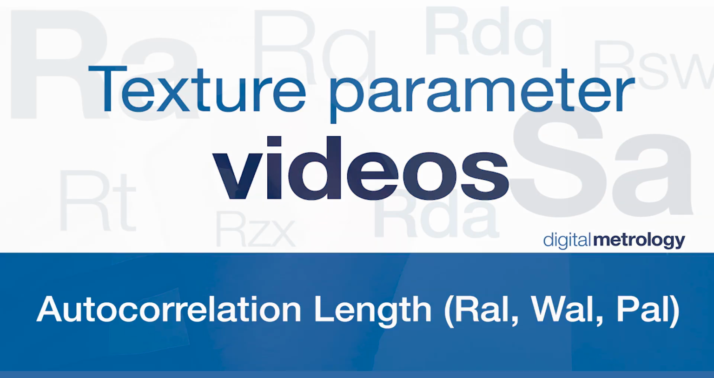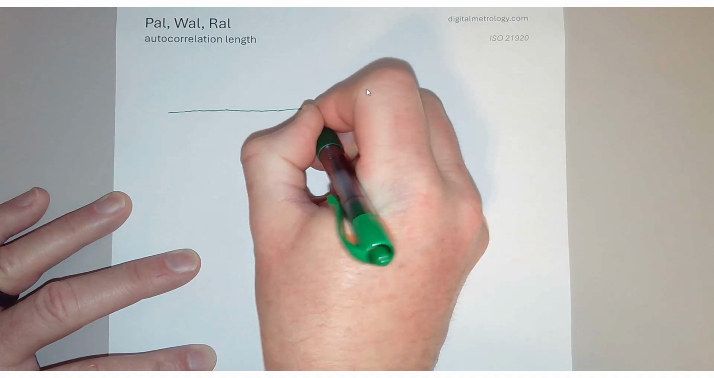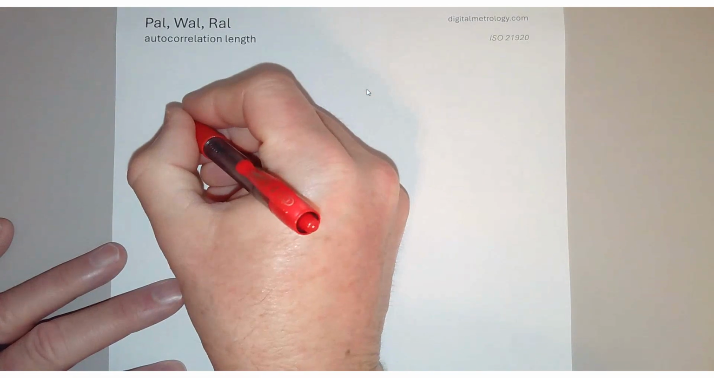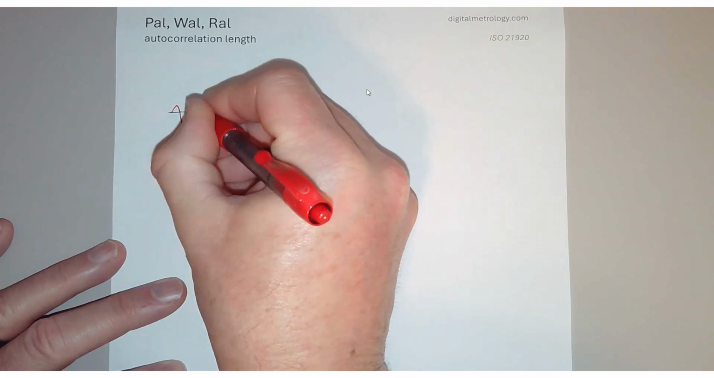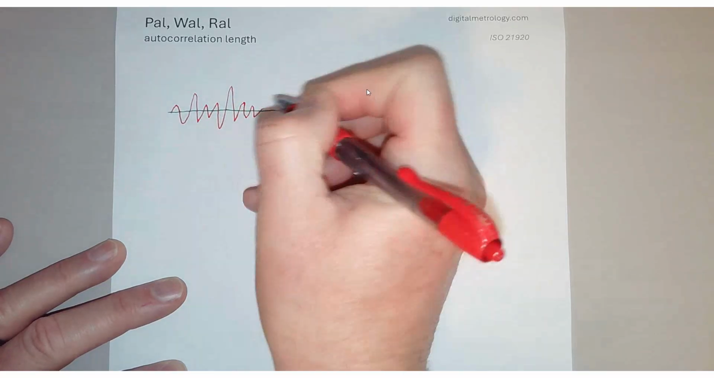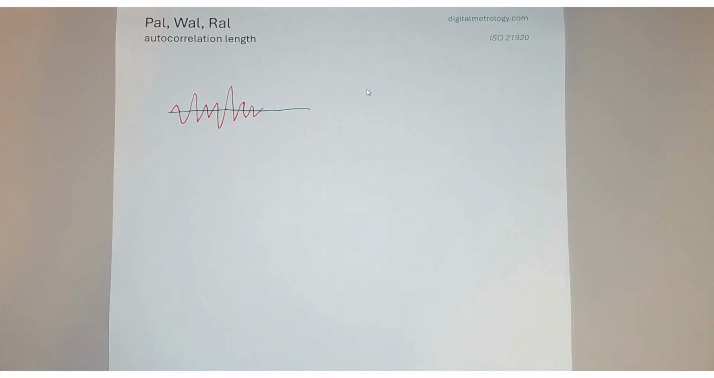Autocorrelation length is an interesting statistical or signal processing approach to look at how shapes relate to themselves as we move the surface relative to itself. Now that seems like a mouthful, so let's unpack this a little bit.